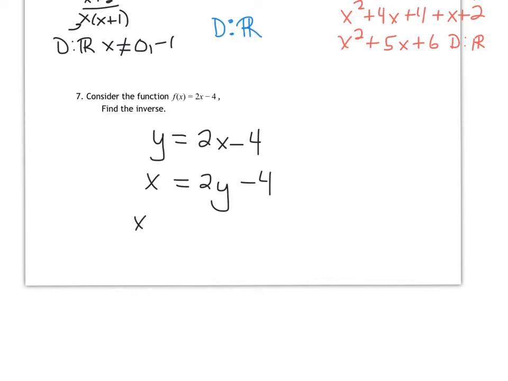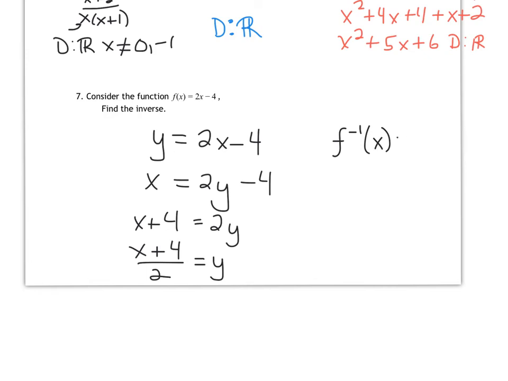I would add 4 to both sides, and then I would divide by negative 2. So when I switch x and y and resolve for y, I get y equals x plus 4 over negative 2. So that is f inverse.